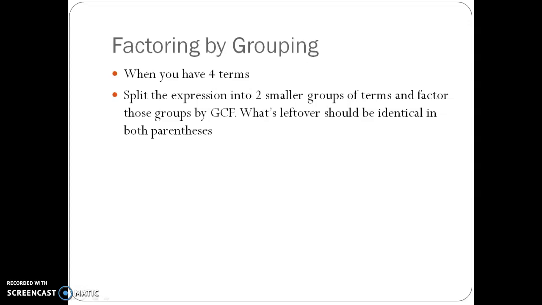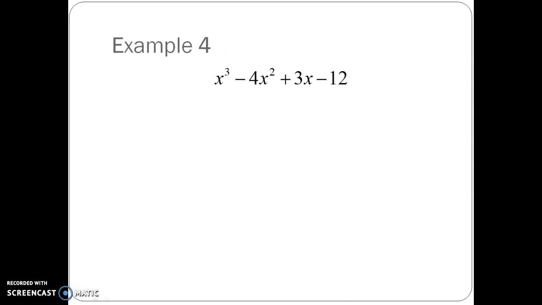All right, so take a look at example 4. We have four terms, x cubed minus 4x squared plus 3x minus 12. The first thing we're going to do is split the expression into two smaller groups of terms. So I'm going to group the x cubed minus 4x squared together, and then the 3x minus 12 together.